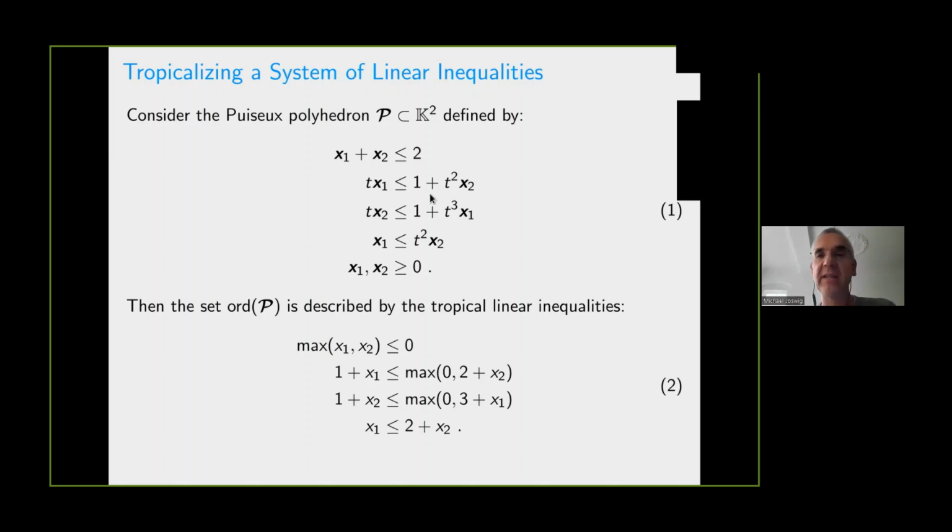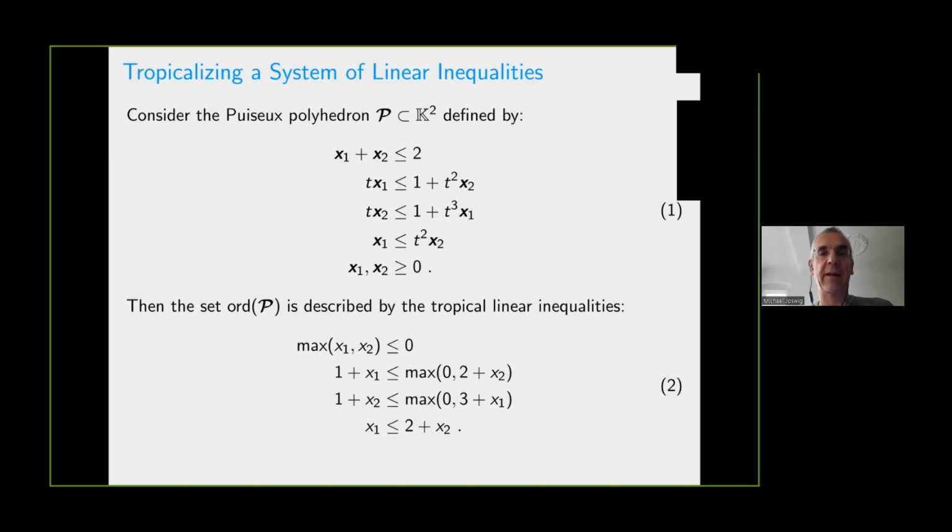Similarly, here we have t to the 1, which becomes 1 plus x1, and similarly for the other terms. So that's a tropicalization of this linear program, and this works since we are in the positive orthant. And due to the fact that if we restrict to positive real Puiseux series, the valuation map works like a homomorphism of semi-rings.